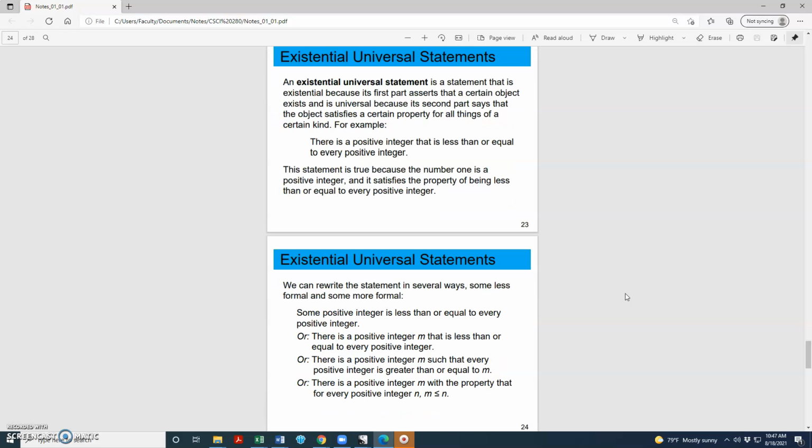Again, there's a lot of different ways we could phrase this. We could say some positive integer is less than or equal to every positive integer. There is a positive integer m that is less than or equal to every positive integer. There is a positive integer m such that every positive integer is greater than or equal to m. And finally, there is a positive integer m with the property that for every positive integer n, m is less than or equal to n. Again, these are all saying the exact same thing.